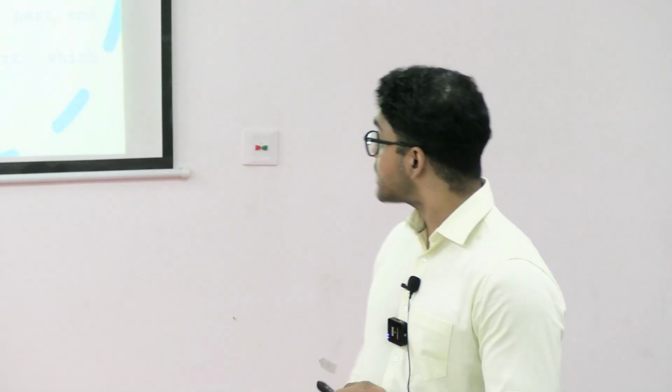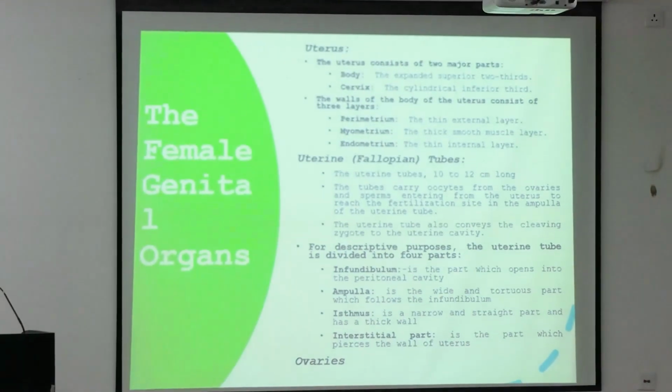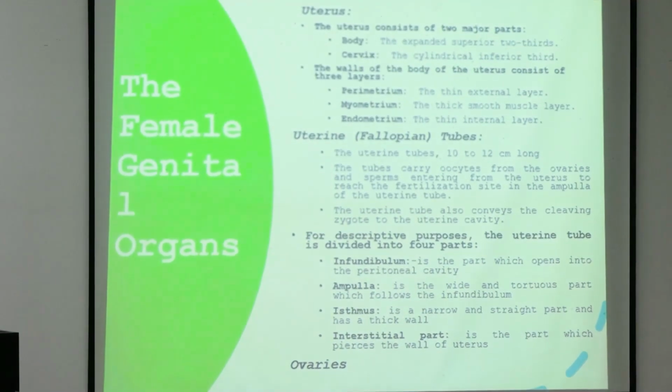And for descriptive purpose, we divide the fallopian tube into 4 parts. The infundibulum, or the fingery portion, which catches the ovum. Then we have the ampulla, or the dilated portion, where the fertilization actually happens. Then we have a small straight portion, the isthmus, and then we have the interstitial portion, which is buried inside the myometrium.